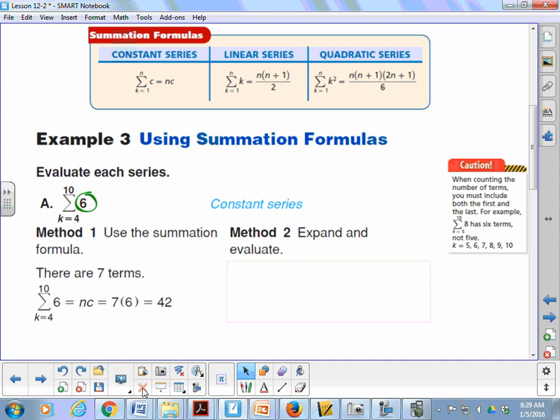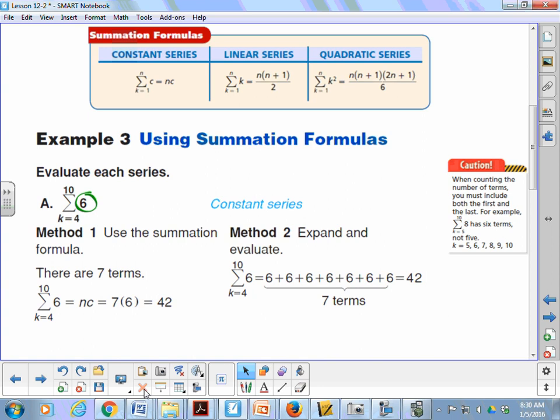All right, and the big thing here is you've got to remember to count the 4. If you do 10 minus 4, you get 6, but you're really not counting the 4 when you do that. So it's actually 7. Or we could expand the series, which means we're just going to write out 6 plus 6 plus 6, 7 times, and add them up and we get 42.